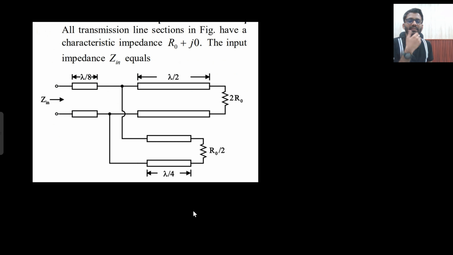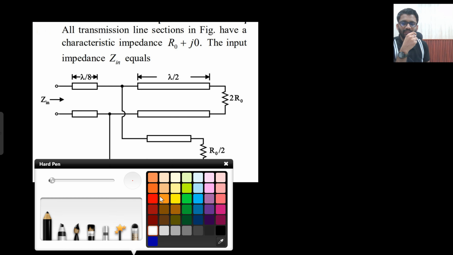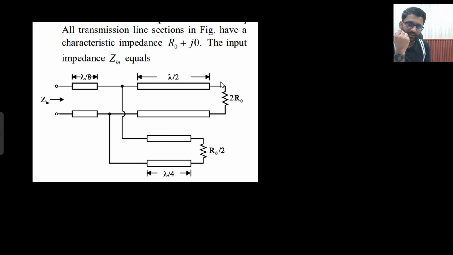Okay. Let's see this question. Our transmission line is having characteristic impedance of R naught. What is the input impedance Z in equals to? From here I need to see the impedance. There is a transmission line between node A and B. This I call node A, this I call B. Between A and B, one transmission line is connected, and another transmission line is connected. The length of this transmission line is lambda by 2. That means 2 R naught will be copied as it is between A and B.